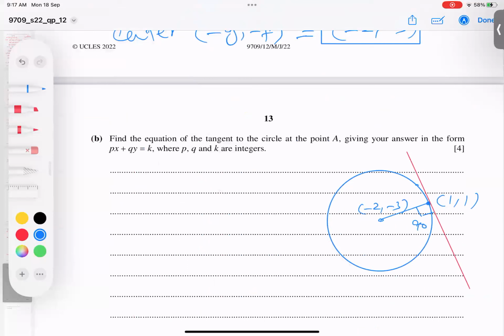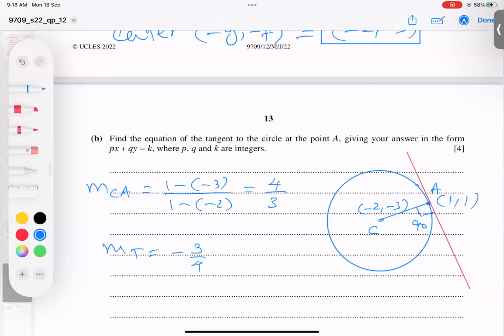Very clear. Okay. And how do we find the equation of the tangent, students? This is C for center. This is A for the point. So what is the gradient of CA? y2 minus y1 over x2 minus x1. I got a 4 and I got a 3. So 4 by 3 is the gradient of the CA line. But what about the red line? The gradient of the tangent turns out to be negative 3 by 4. Negative 3 by 4. Okay.